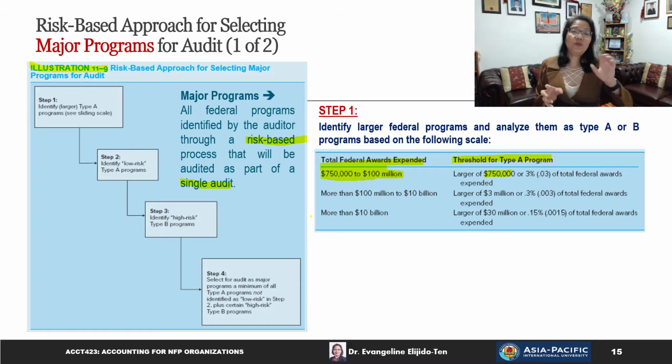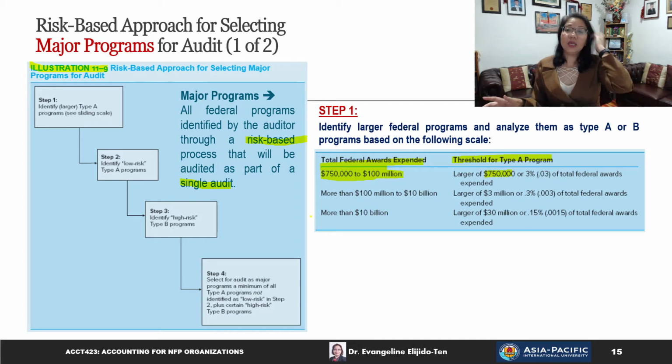So how do we apply this? If we are at the lower bracket, $750,000 is awarded to a state, and this $750,000 only goes to one program, then that means that one program is a Type A program, all right? Because it's $750,000. Now, if, for example, the federal agency awarded $100 million to a state, and, let's say, one program was for $750,000 out of the $100 million. Is that considered a Type A program? Well, the answer is no.